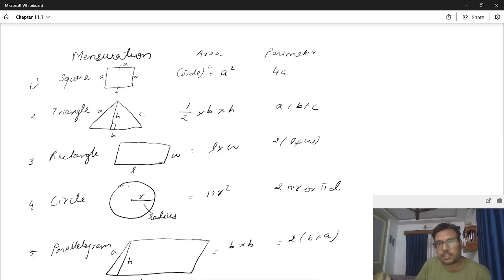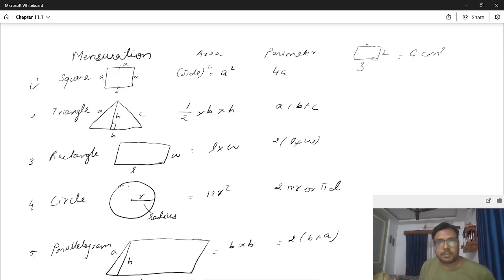Suppose you have an eraser like this, with some measurement like 3 by 2. This is a rectangle, so its area will be length into width. It will be 6, suppose centimeters, so 6 centimeter square. When you place this eraser anywhere in the room, on the table or your box, 6 centimeter square of space will be occupied. That is called the area of the object. Basically, how much space the object is occupying defines the area.